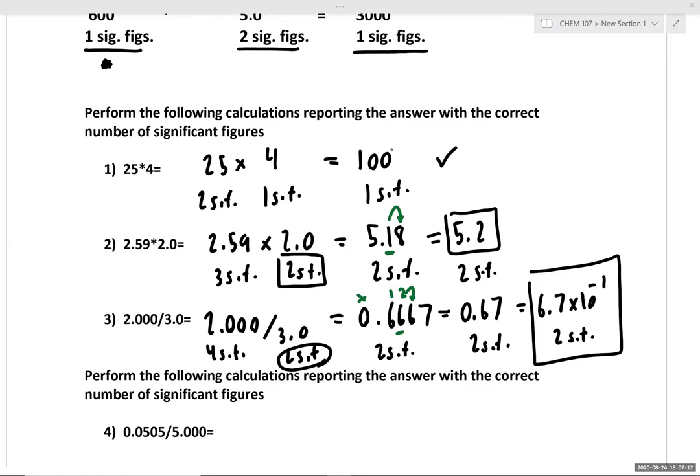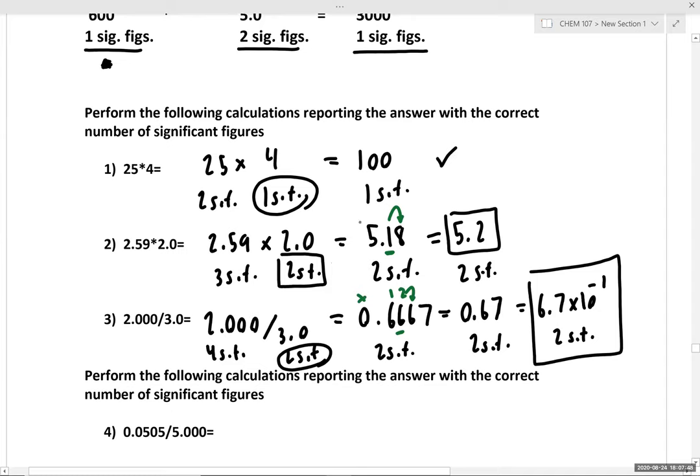So just as a recap. First and foremost, when you multiply numbers, you retain the least number of significant figures from the two values that you multiply or divide. In the first example, we didn't have to do any rounding because 25 times 4 gave us 100, which has 1 sig fig. For the second example, 2.59 times 2.0, we see that we have a number with 3 sig figs times a number with 2 sig figs.